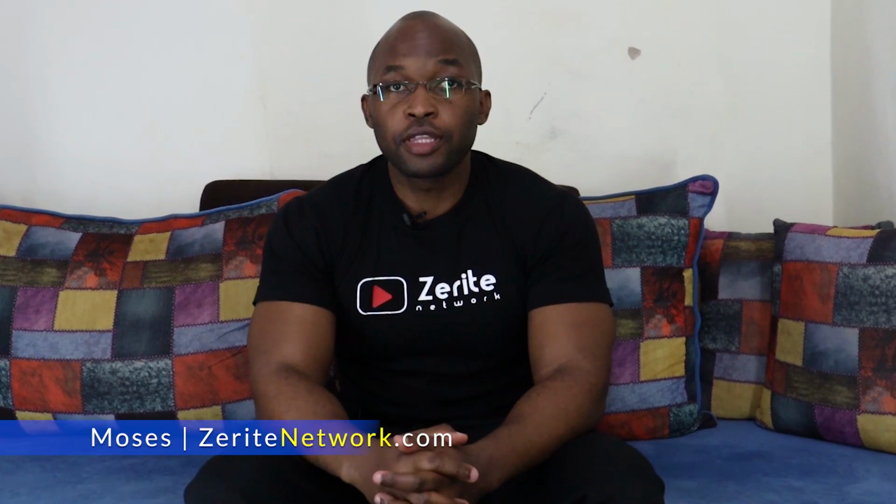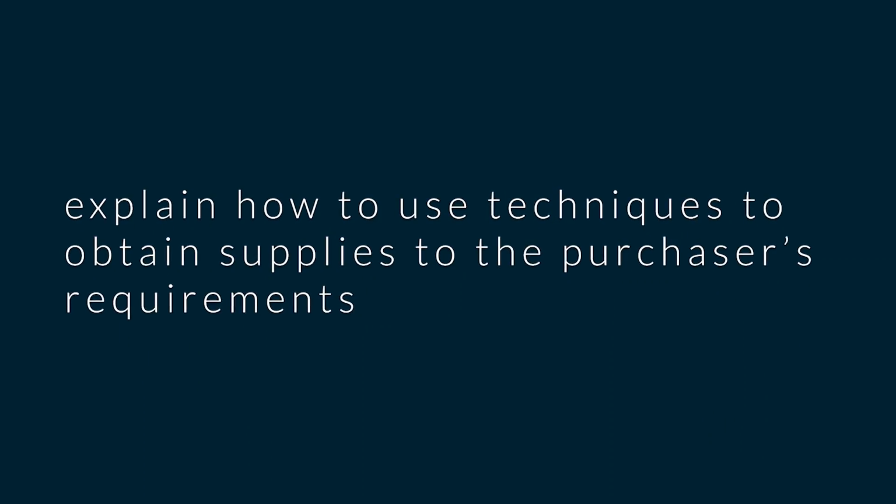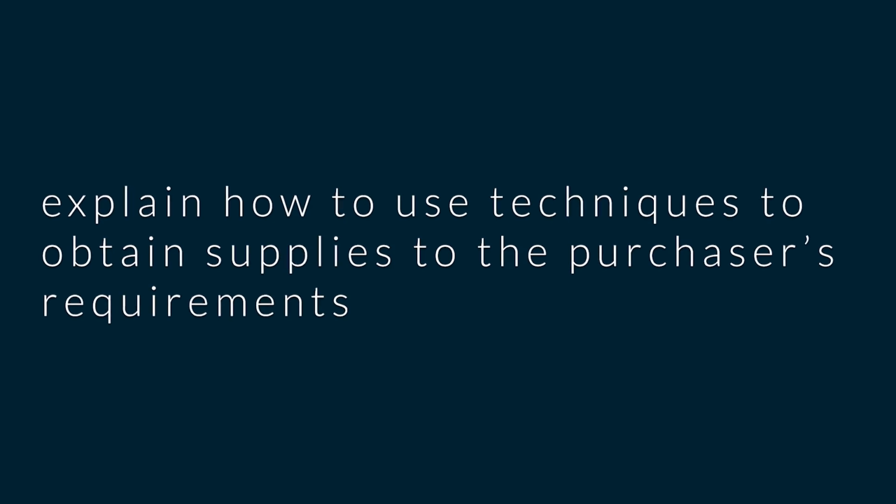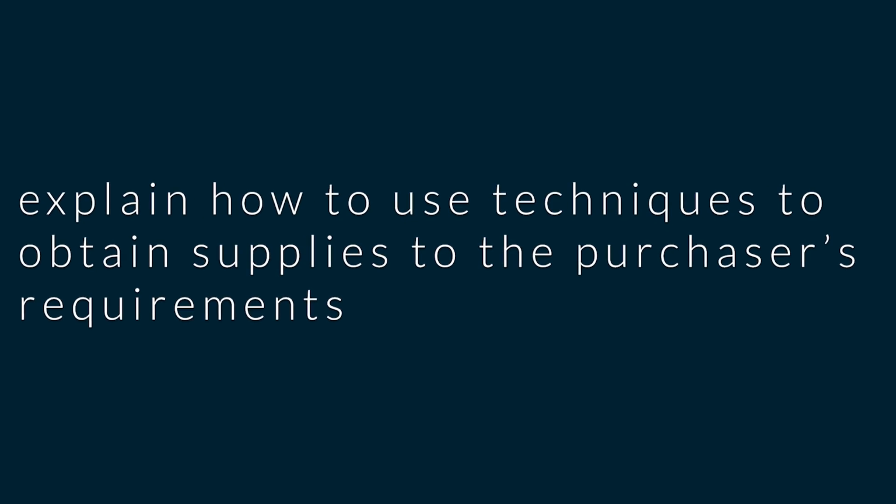Hello. So in this part of our revision series, that is the CIPS Level 3 Module 2, which is Ethical Procurement. The idea is to put you in a position to explain how to use techniques to obtain supplies to the purchaser's requirements. And this falls under the first learning outcome, outcome 1 of that particular module, that is L3 Module 2.